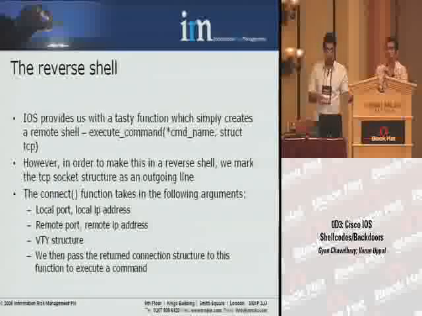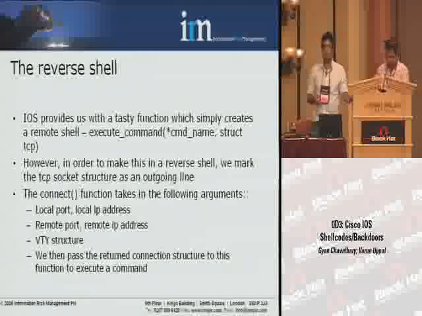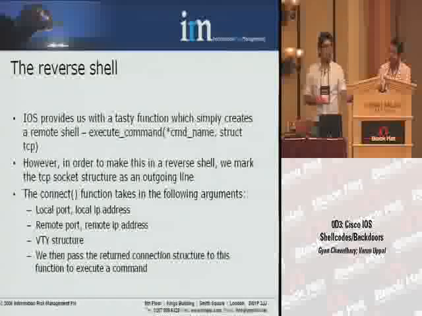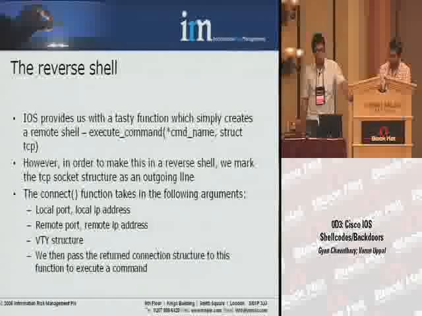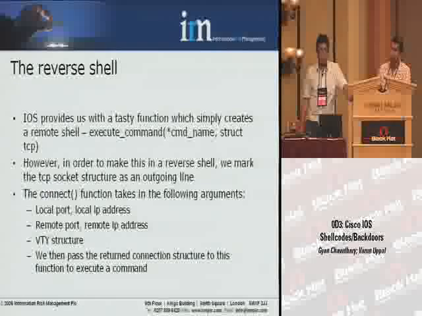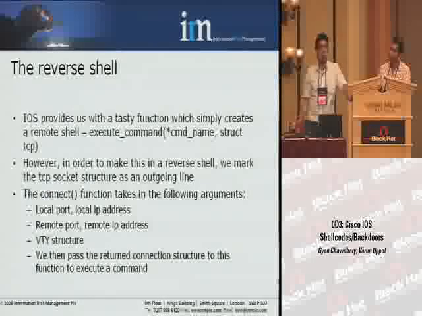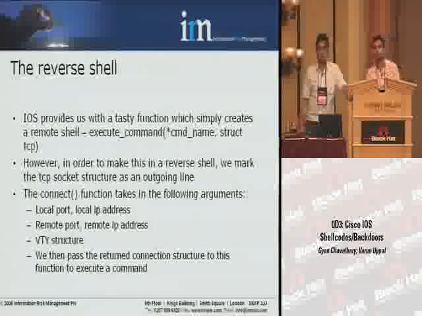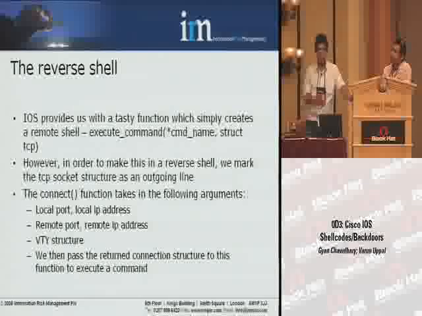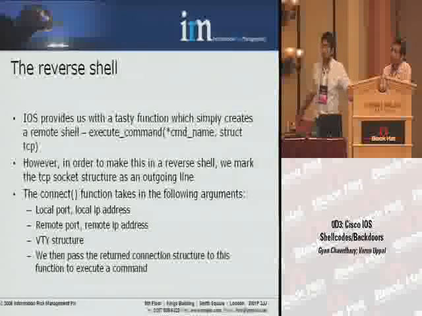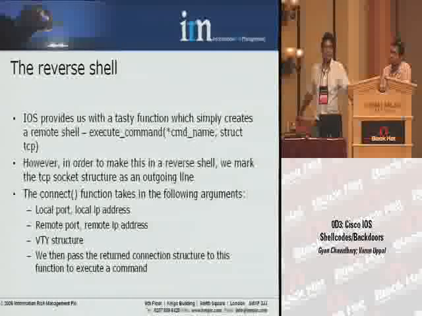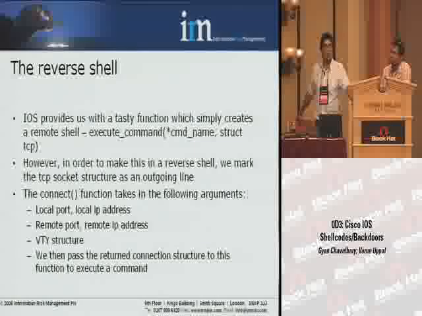We used one of the functions, which opens an outbound connection, and it takes a local port, local IP, remote port, remote IP as arguments, with the VDY structure that you've created, and it would run the command that we had given it. But we wanted a fully interactive shell rather than something that just executes commands for us. So this execute command function takes a string value of the command itself. What we did was pass a null as an argument to this function, and what that did was give us a fully interactive reverse shell.